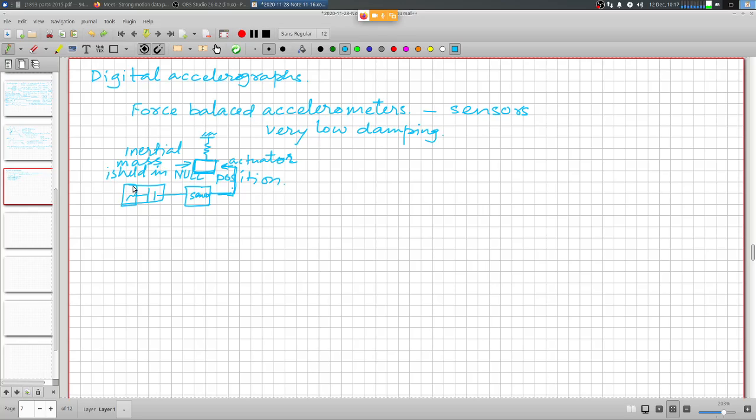By knowing the force that is being applied, and knowing the value of the mass m, we can divide the force by this mass, and we know the acceleration of the mass, right? And that acceleration is the base acceleration, or the total acceleration of the pendulum. And this spring is of course kept very, very stiff, so that whatever is the motion of the base is the same as the motion of the mass, right? So that's how the force balance accelerometer works.